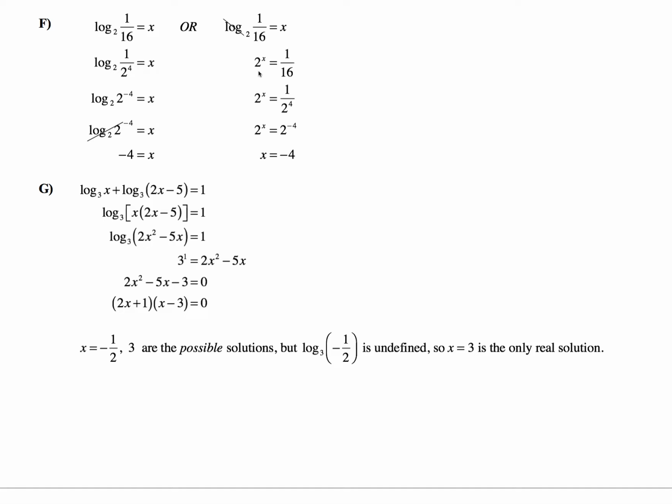Anyway, so we now have 2 to the x is equal to 1/16, and so yes, we write the denominator 16 with a base of 2 because it's 2 to the 4th, and bring it to the numerator with a negative exponent. 2 to the negative 4 is equal to 1 over 2 to the 4, and so that means we can equate these exponents, so x is equal to negative 4.